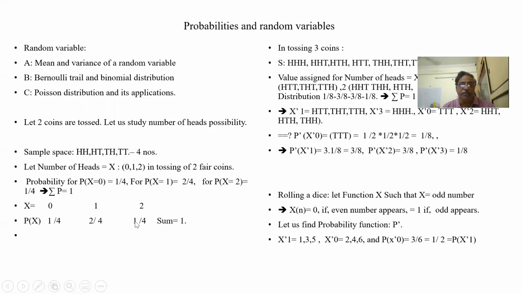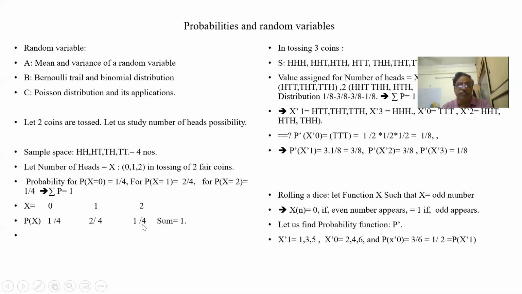If I add these up, the sum is 1, because I have taken all the possibilities of heads coming in this situation. So my total probability is 1. Whether it is head or no head, that is a full probability, so that is 1.